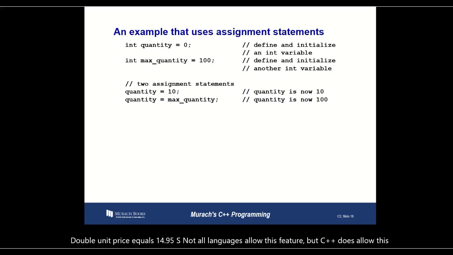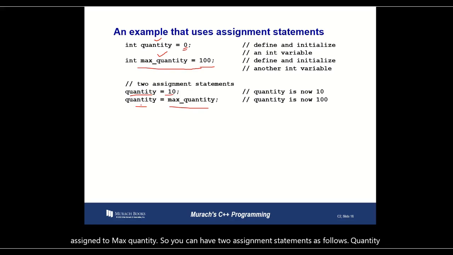The assignment statement, what is assignment? In this case, 0 is a value which is assigned to the variable quantity, or to the identifier quantity. 100 is the value which is assigned to max quantity. So you can have two assignment statements as follows: quantity equals 10, but then quantity equals max quantity, because max quantity is already initialized, and you can assign quantity to be the max quantity.